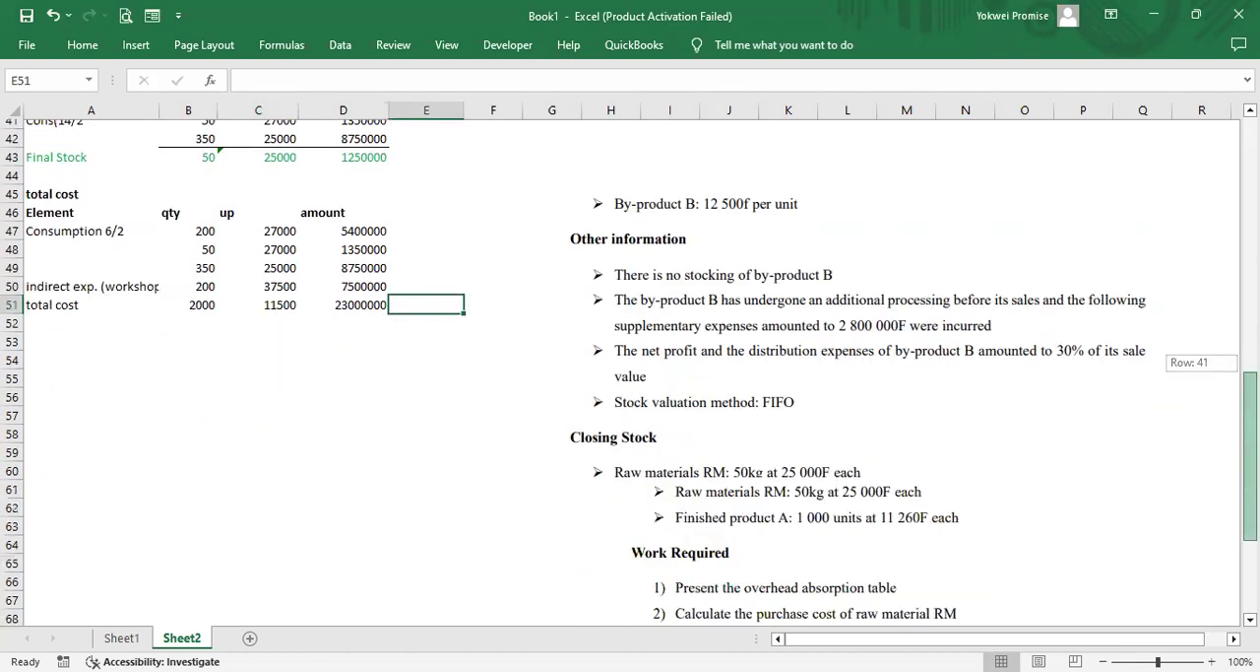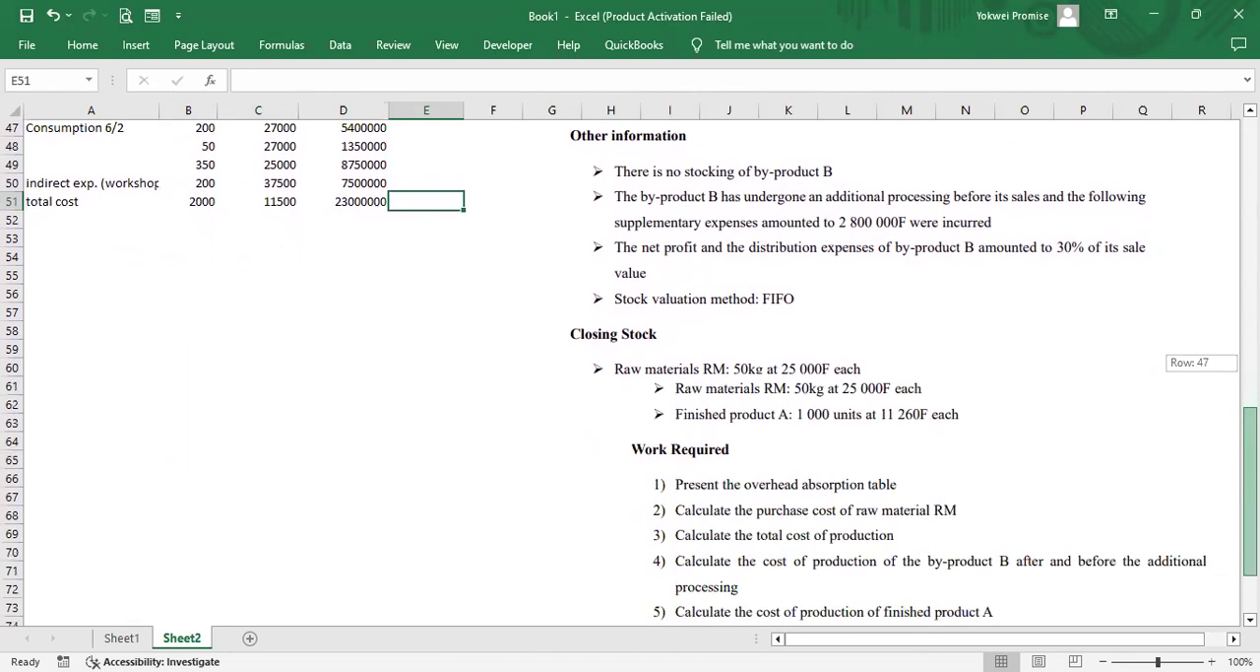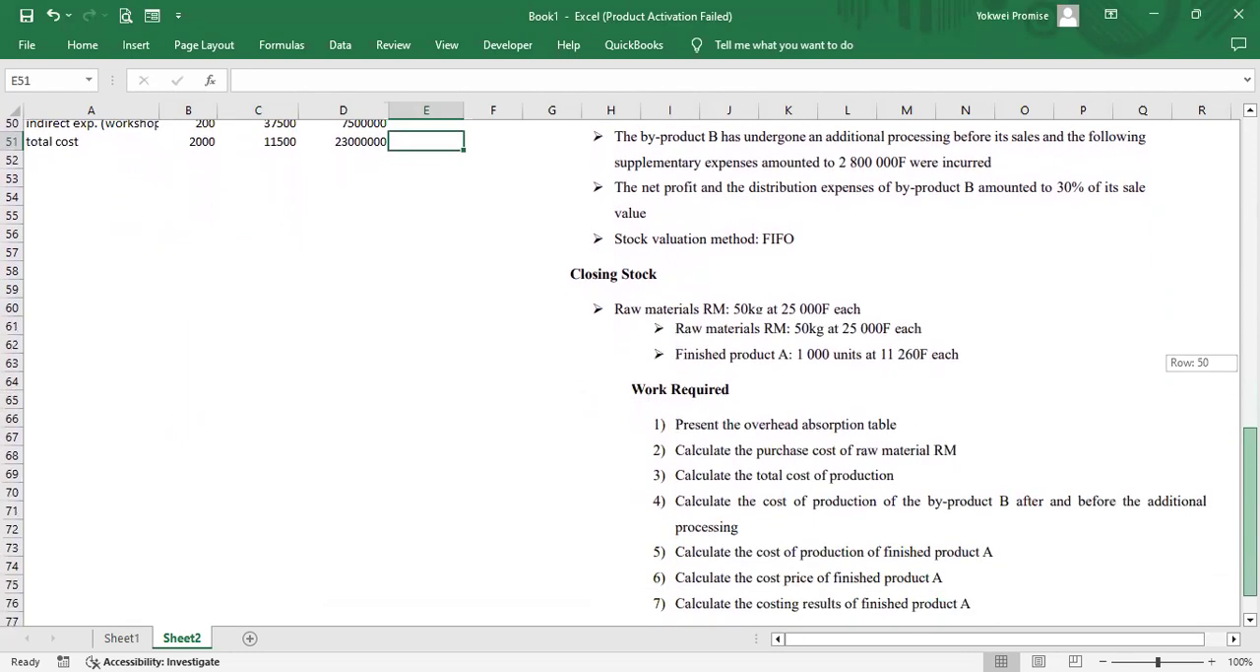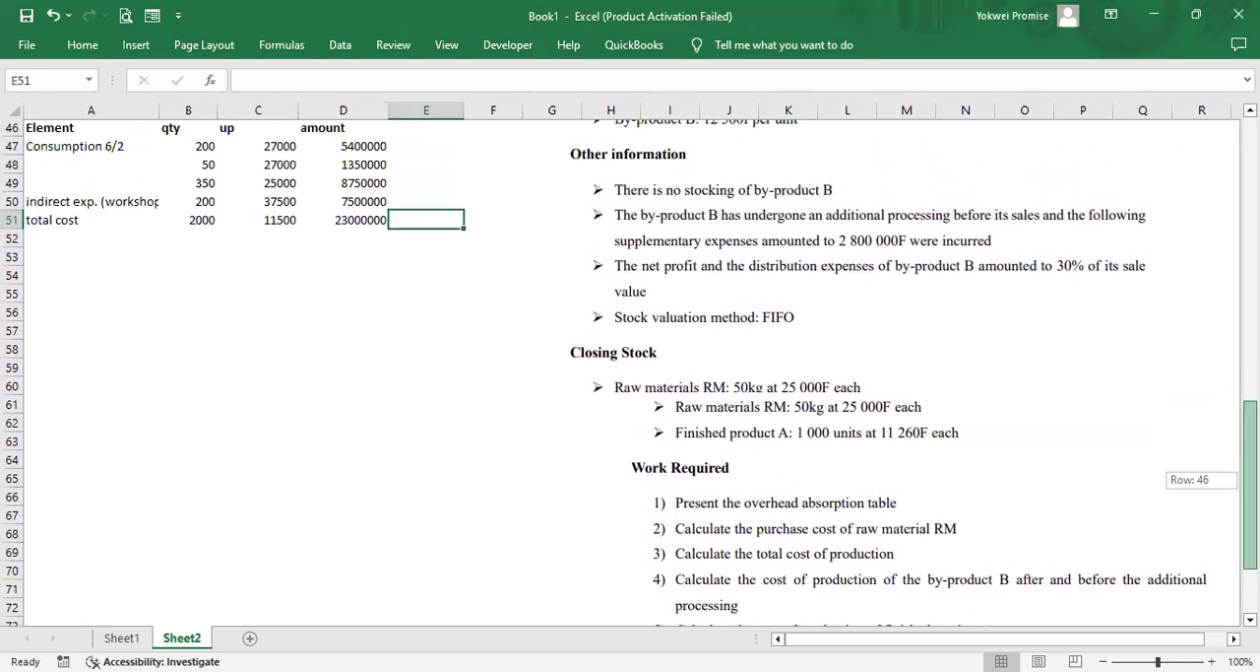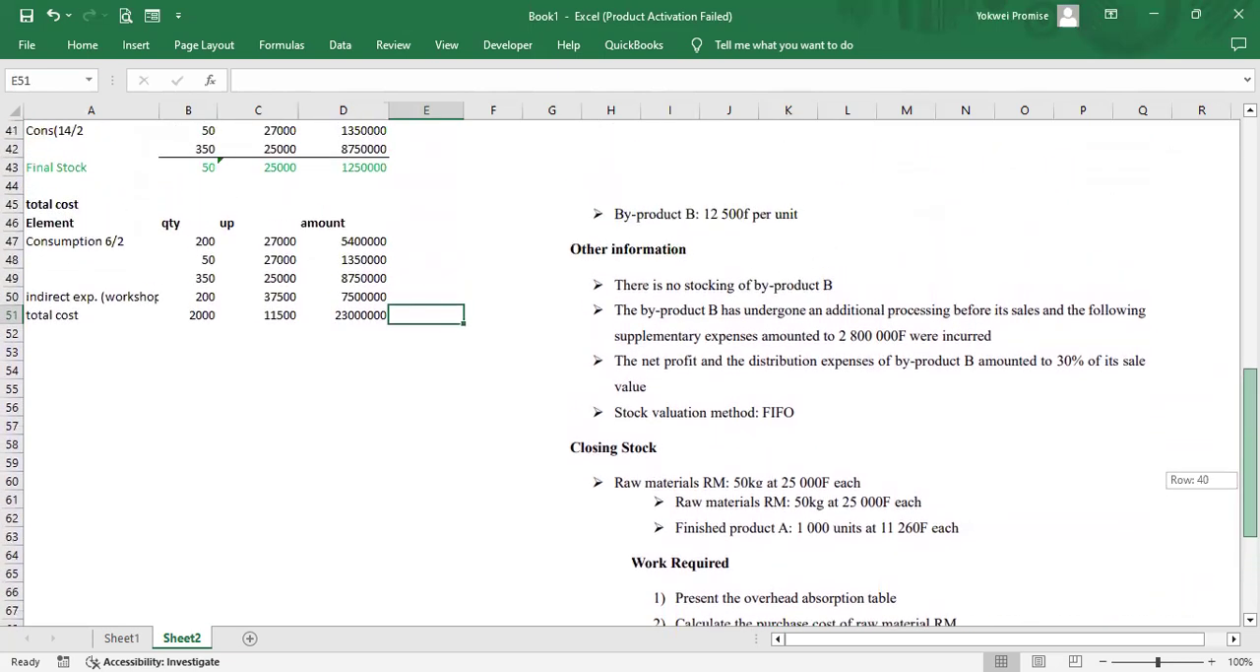And then the next part of the question says that we should calculate the cost of production of byproduct B after and also before additional treatment, right? Yes. Calculate the cost of the byproduct before and after the additional treatment. All right, so we'll start with the calculation of the cost. So for us to know the cost, we'll come back here.